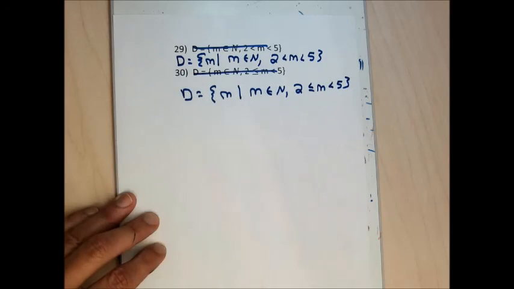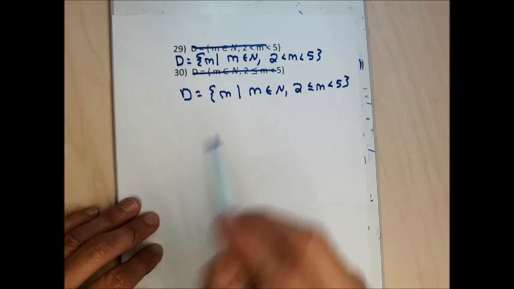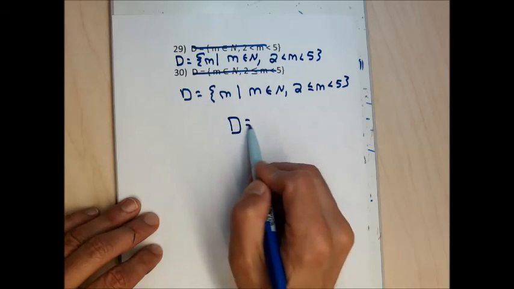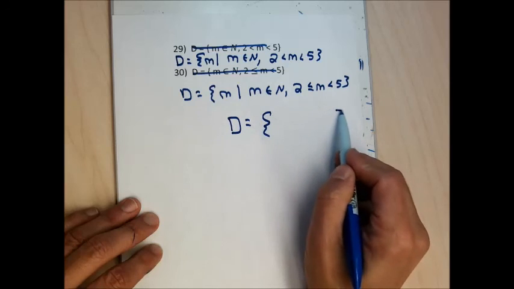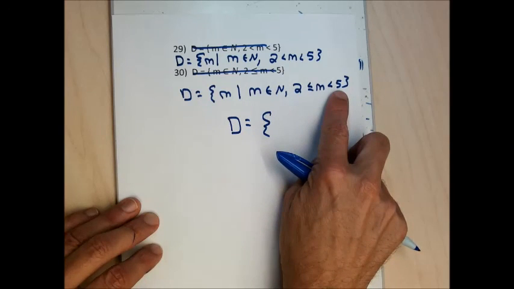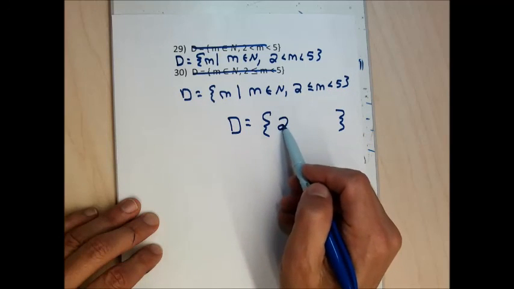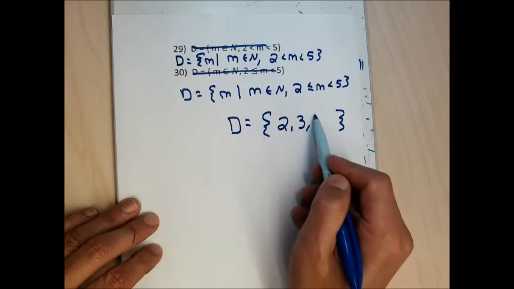When I go to write my answer for problem 30, I know I'm going to write D followed by an equal sign, and I'm only going to pick natural numbers, and at most I could put 2, 3, 4, and 5 in my set. I'm not going to include the 5 because it doesn't have an or equal to next to it, but I am going to include the 2. So the natural numbers between 2 and 5 are 2, 3, 4, and 5.